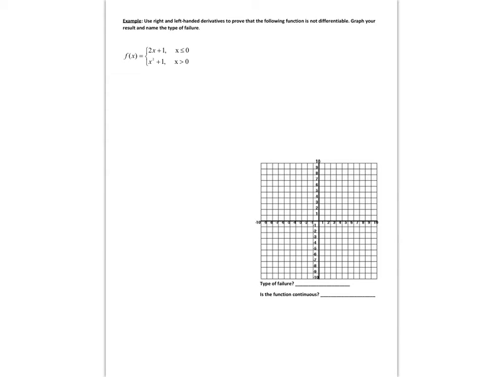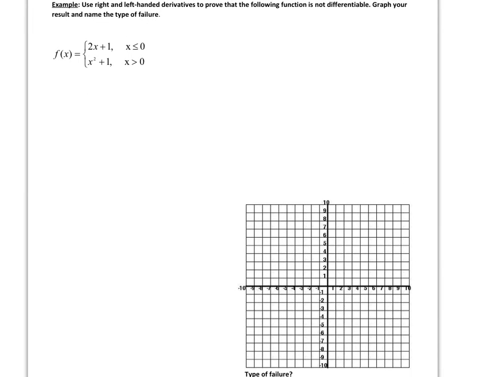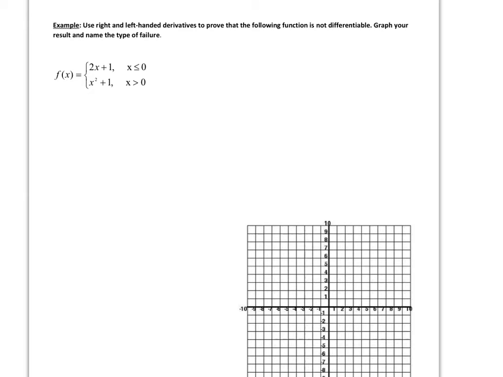Okay, so let's look at the example. It says, use the right and left-hand derivatives to prove that the function is not differentiable, and then graph your result and name the type of failure. So I'm actually going to graph it first, and I'm only going to graph the line 2x plus 1 when x is less than 0. So you could either graph that by hand, or you can plug it into the calculator. So y equals 2x plus 1, and I want all the x values that are less than 0.